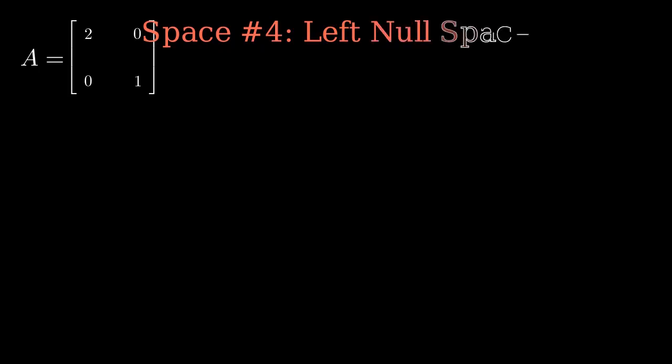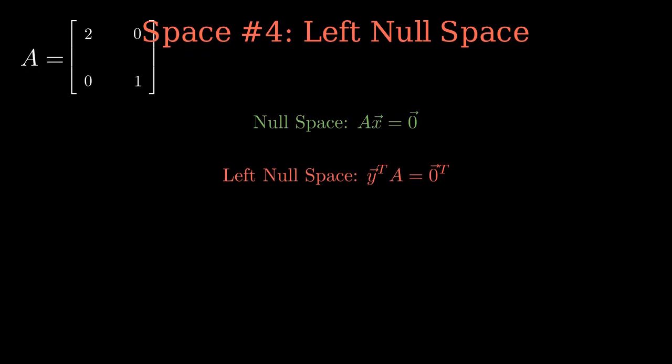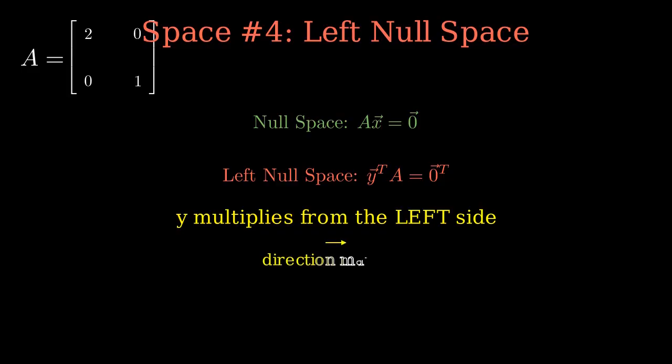Finally, the fourth and last space, the left null space. This is the trickiest one to understand, so let's go slowly. Remember the regular null space? It's vectors x where Ax equals 0. The left null space is vectors y where y transpose times A equals 0. It is called left null space because y is multiplying A from the left. Equivalently, it's the null space of A transpose.